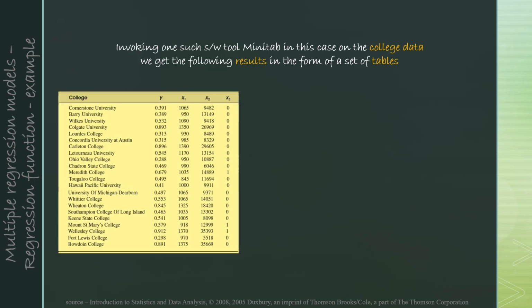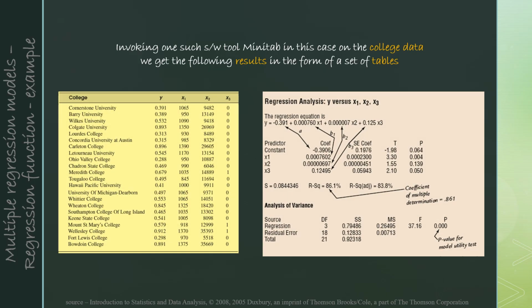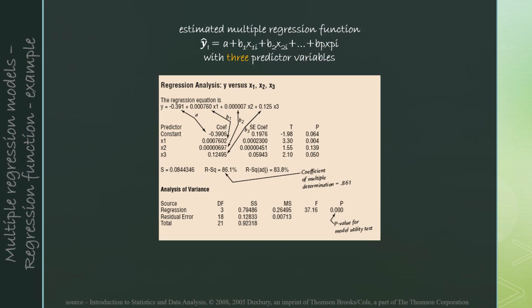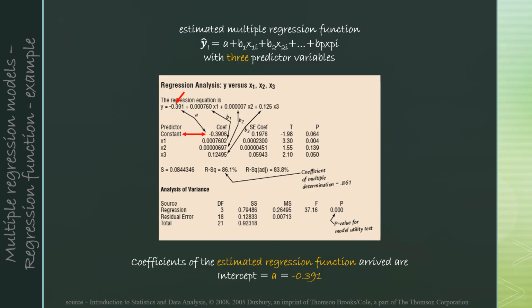Invoking one such software tool, Minitab in this case, on the college data, we get the following results in the form of a set of tables. Let's examine the estimated multiple regression function with three predictor variables from the college data table. Coefficients of the estimated regression function arrived are intercept a equals minus 0.391.